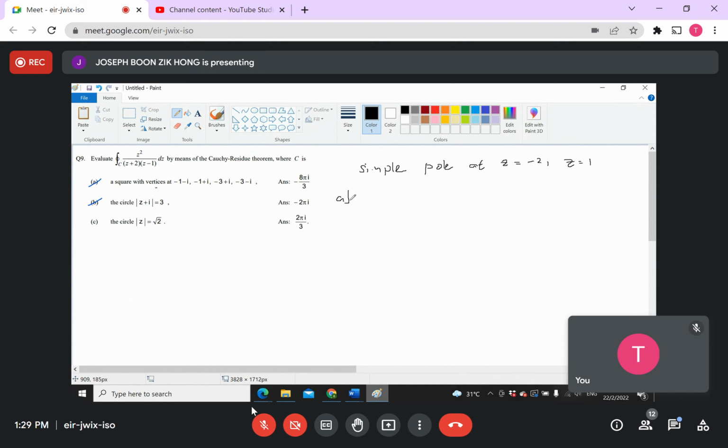Okay, so this one, a square with vertices. I do part A first. The square with vertices -1 minus i, which is somewhere here, -1 plus i, which is somewhere here, -3 plus i, so it's somewhere here, roughly. Okay, -3 minus i is somewhere here. So when you link them together, you will have this one.